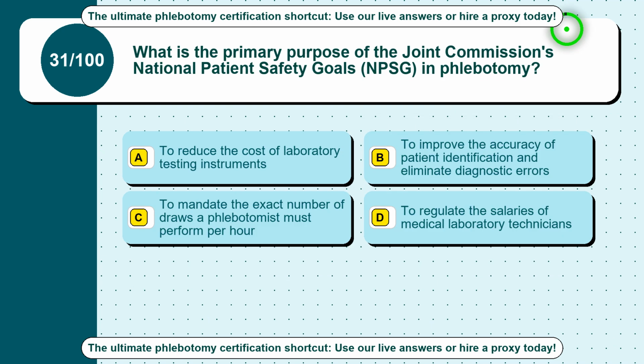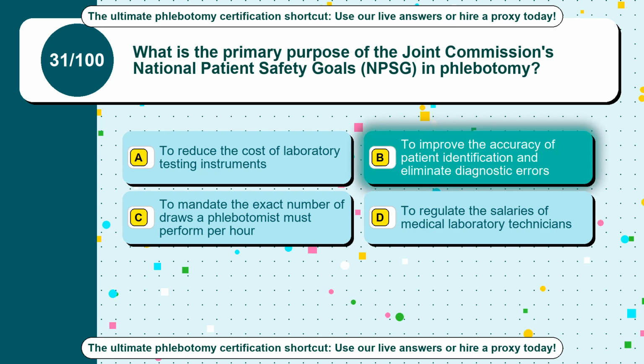Question 31. What is the primary purpose of the Joint Commission's National Patient Safety Goals, NPSG, in phlebotomy? Option A, to reduce the cost of laboratory testing instruments. Option B, to improve the accuracy of patient identification and eliminate diagnostic errors. Option C, to mandate the exact number of draws a phlebotomist must perform per hour. Option D, to regulate the salaries of medical laboratory technicians.